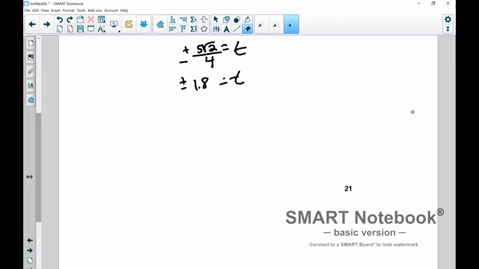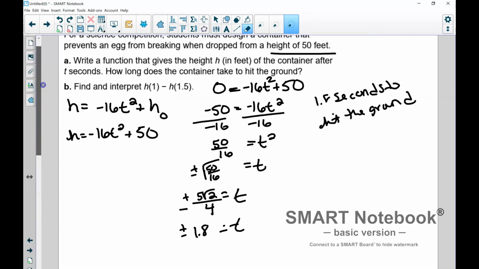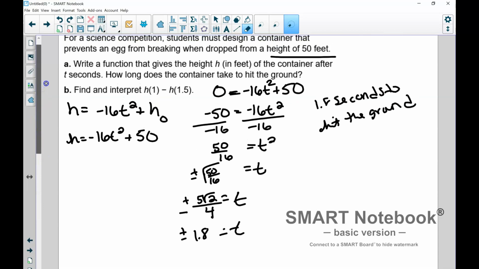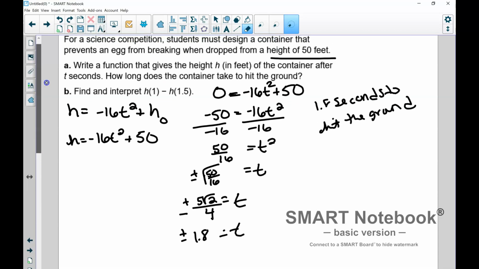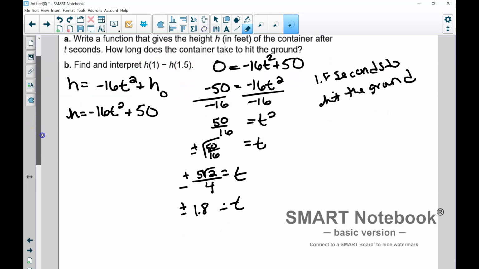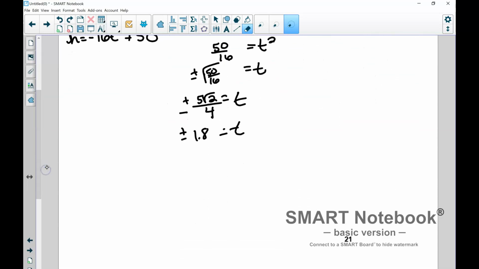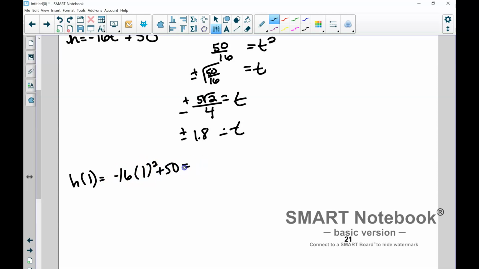Now it says find and interpret h of 1 minus h of 1.5. So what does that mean? So we want to know what it is after 1 second. Like, what's the difference between 1 second and 1.5 seconds? Where is the height of this container? So that's what the h of 1 is. So let's find the h of 1 first, which is where is the height after 1 second? So negative 16 times 1 squared plus 50. And I used my calculator and that gave me 34 feet.